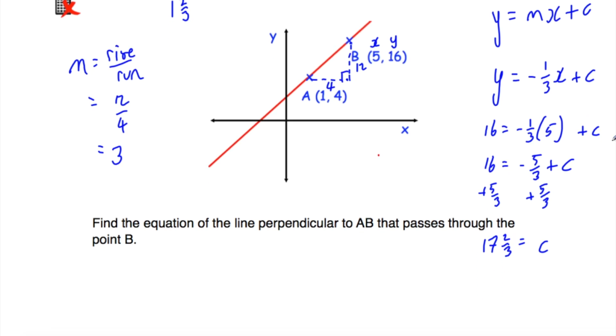So let's write our equation. So the equation would be y equals, the gradient of the perpendicular line was minus a third, so minus a third x, and the y-intercept would be plus 17 and 2/3, or again you could write it as 17 times 3 is 51 plus 2 is 53/3. You could do it that way if you wanted to, and that's it. So that's the equation of the line that's perpendicular to AB and passes through the point B.